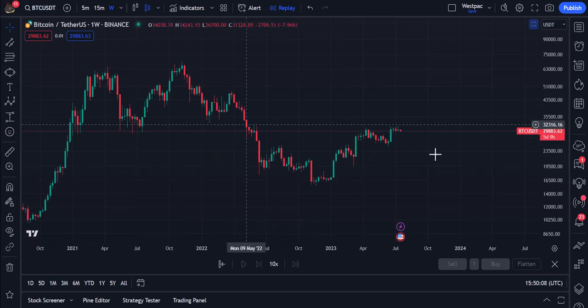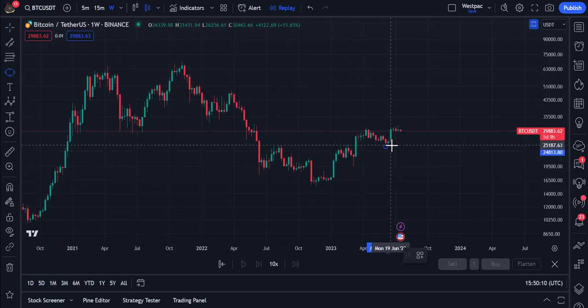So the key level, like I talked about, is this one here. It must hold above that pivot right there. While it's above there, it is still technically bullish. But if it was to ever break that zone, we would be in a lot of trouble.